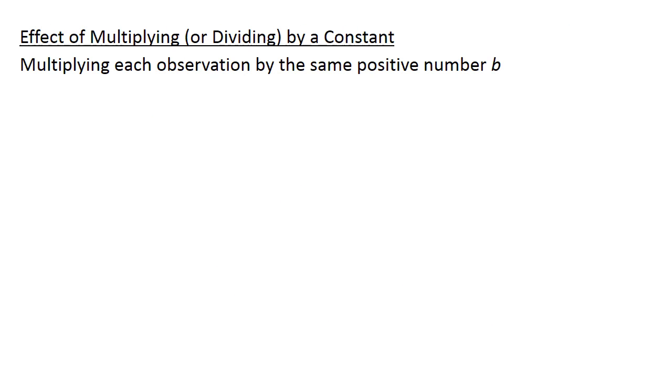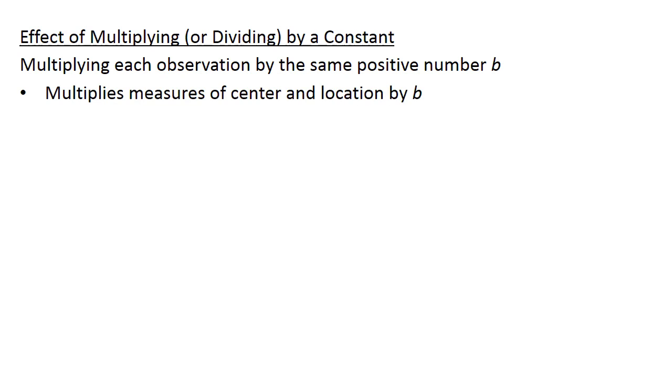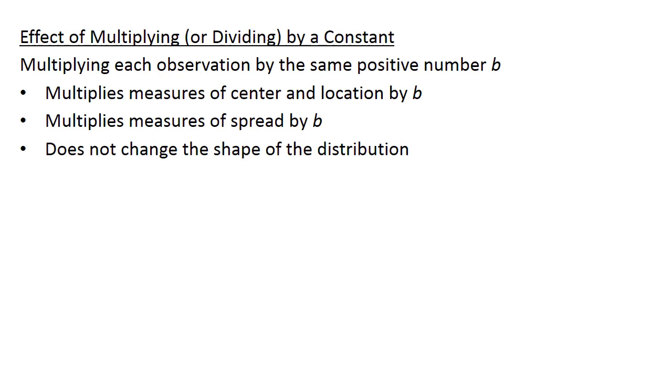So the effect of multiplying or dividing by a constant. Multiplying each observation by the same positive number B multiplies the measures of center and location by B, meaning median, mean, Q1, Q3, percentiles. And it also multiplies measures of spread by B, so range, interquartile range, and standard deviation. However, the shape does not change. If it was a symmetric distribution to start with, it'll still be symmetric. If it were skewed to start with, it'll still be skewed.